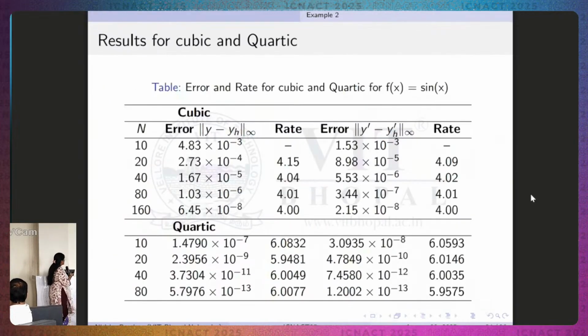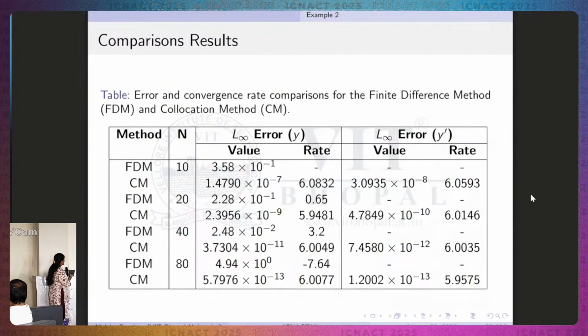So this is the result for cubic and quadratic. For cubic, we observe a rate of 4, and for quadratic, we observe a rate of 6, for both the solution and its derivative. Now this is the comparison result for the finite collocation method.